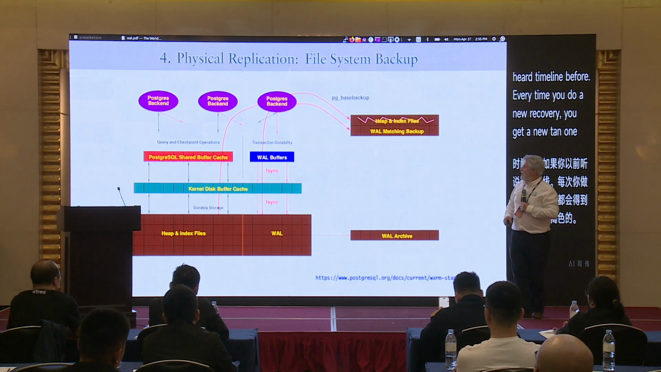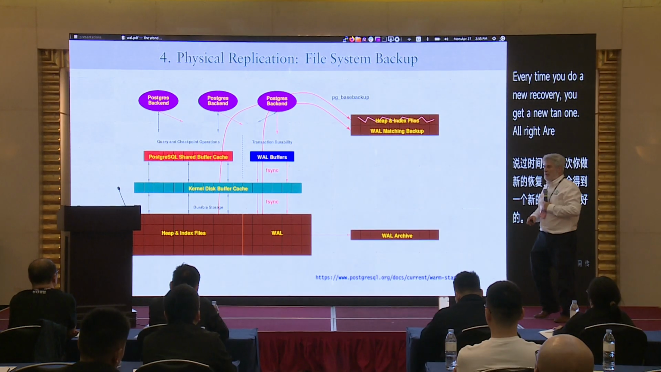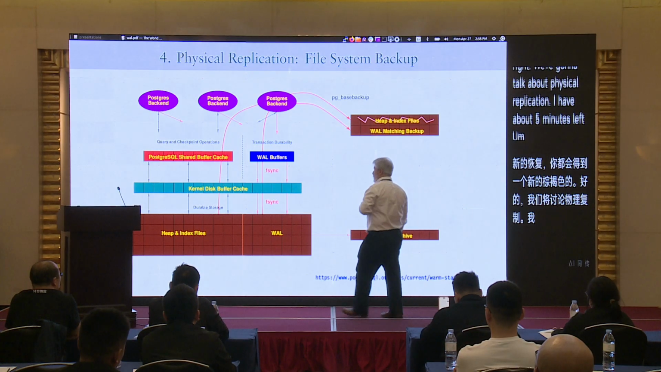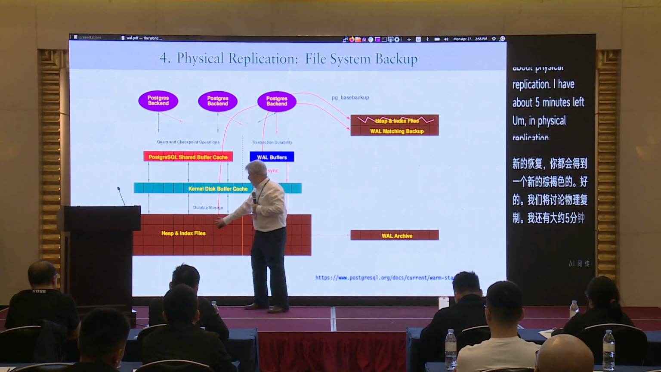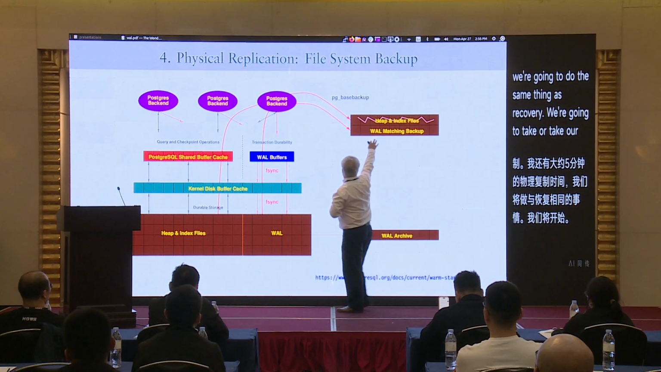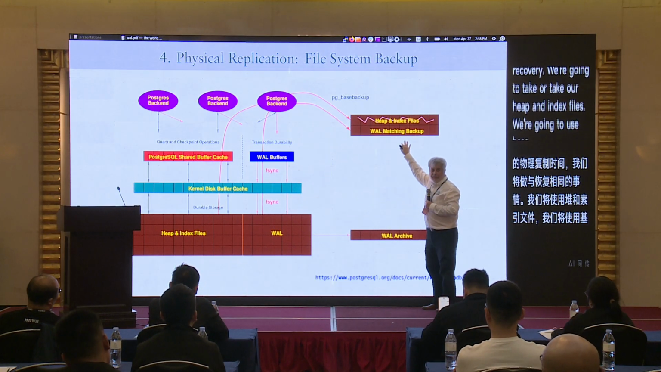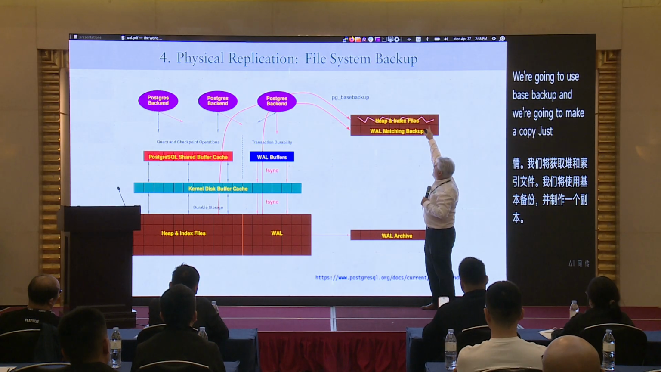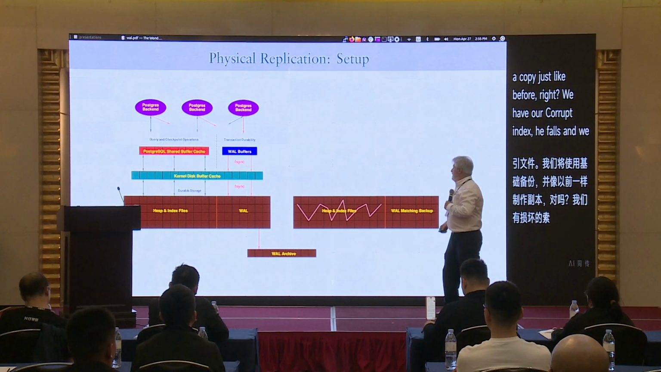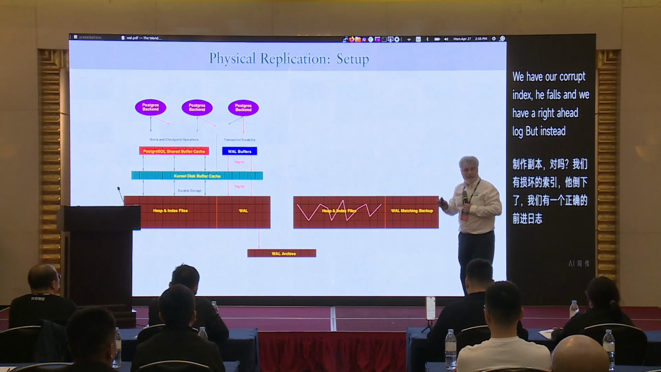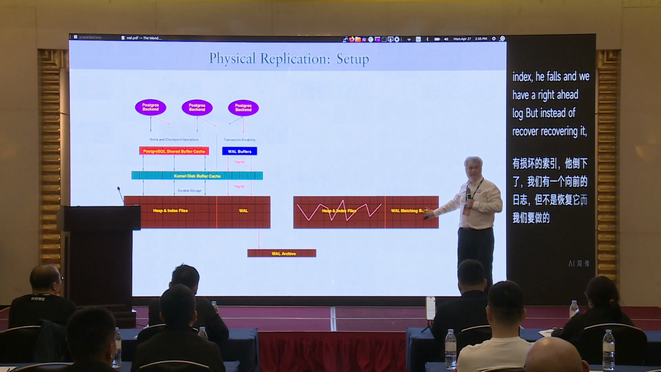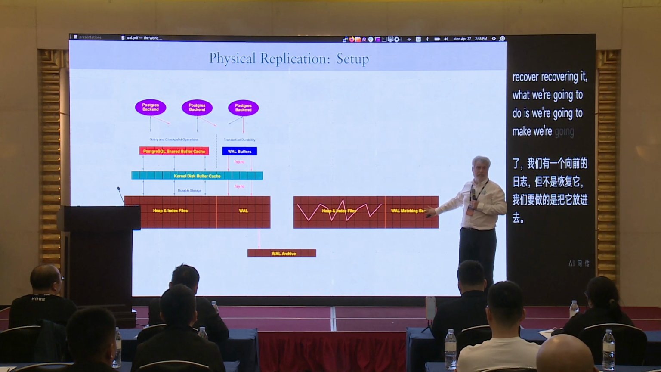All right. We're going to talk about physical replication. I have about 5 minutes left. In physical replication, we're going to do the same thing as recovery. We're going to take our heap and index files. We're going to use base backup. We're going to make a copy, just like before, right? We have our corrupt index and heap files, and we have our write ahead log. But instead of recovering it, what we're going to do is put that base backup somewhere else, a different machine maybe. Okay?